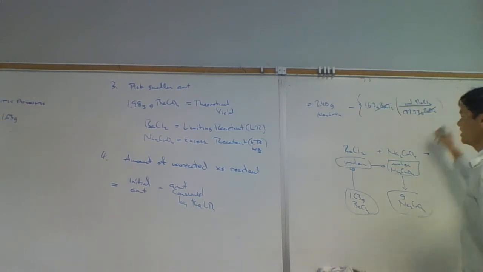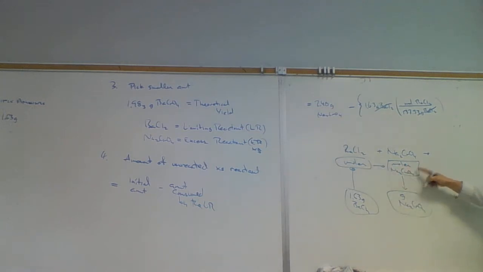Okay, so grams cancel. That takes us to moles, and then we go to the moles of sodium chromate. It's a 1-to-1 mole ratio again here. So it's going to be 1 mole of sodium chromate for every 1 mole of barium chloride. So moles of barium chloride cancel, and then we go to grams of sodium chromate. What was the molar mass of sodium chromate?